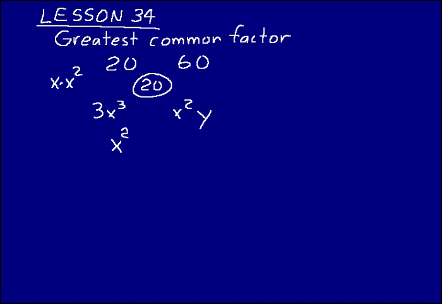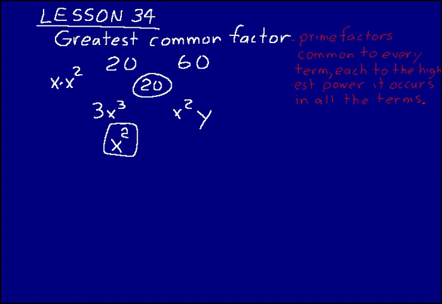And then the one on the left, the 3x cubed, does not have a y term in it. The one on the right does. They both have to have that variable in common in order for it to be a greatest common factor. So we can't use y, and so the answer there would just be an x squared. That's the greatest common factor between those two terms.